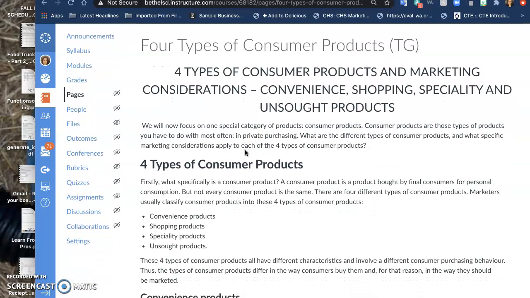Continuing with the product promotion mix. Four types of consumer products and marketing considerations: convenience, shopping, specialty, and unsought products.